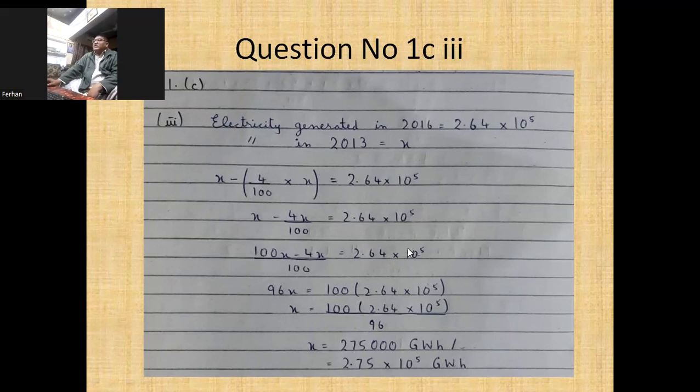So this 100 will go on the other side, it will multiply. So this will become 96X. Then this 96 will go on the other side and it will divide. On your calculator, you will enter 100 multiplied by 2.64 × 10^5 divided by 96 equals, and the calculator will give you the answer 2.75 × 10^5 gigawatt hours. So this is how this question is done. Hopefully you understand. This is a question on the reverse percentage.